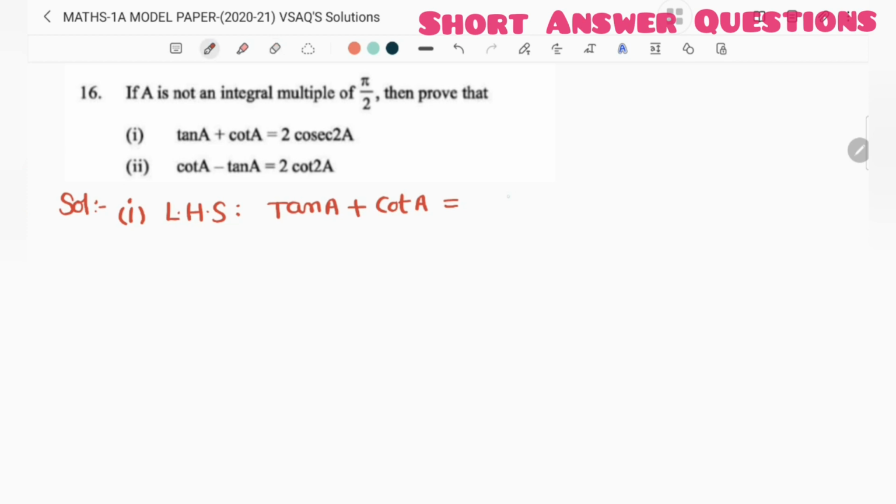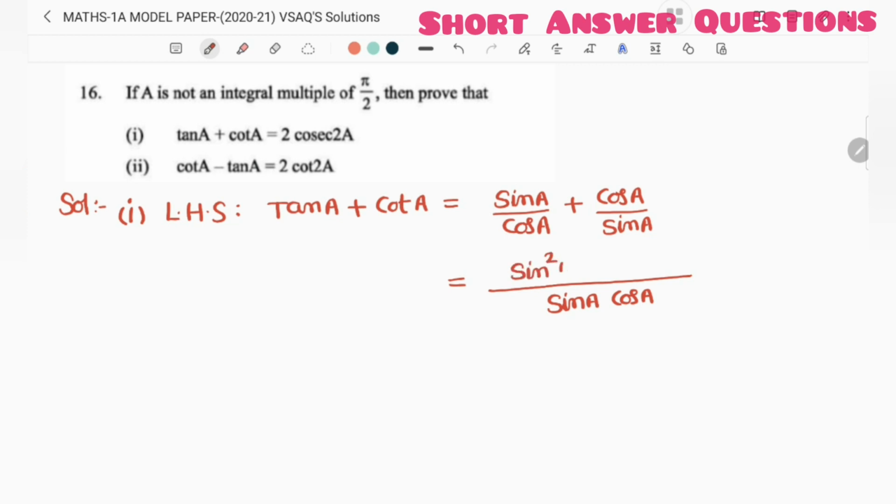Tan A can be written as sin A by cos A. Cot A can be written as cos A by sin A. So, sin A into cos A. So cos A gets cancelled, sin A into sin A, sin square A, plus sin A gets cancelled, cos A into cos A, cos square A. Sin square A plus cos square A value is 1. So the denominator is sin A into cos A.